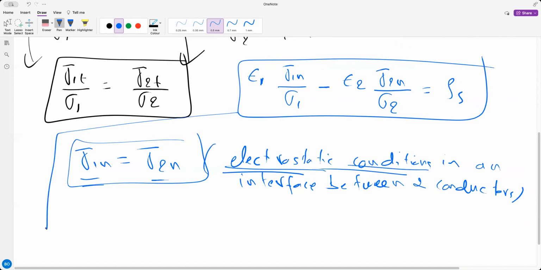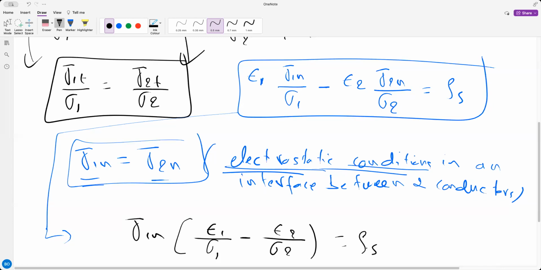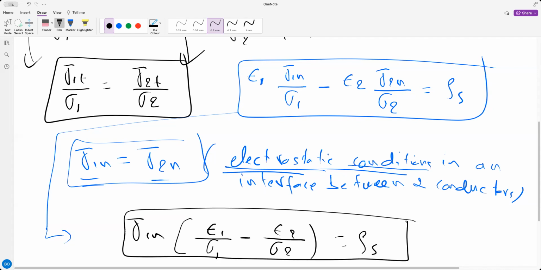That's why these two must be equal to each other. So if they are equal because of the electrostatic condition, then the second boundary condition becomes very simple. J1n, which is equal to J2n, multiplied by the permittivity divided by the conductivity of medium 1 minus the same for medium 2, is equal to rho S. So this is the second boundary condition for a conductor. Any question?